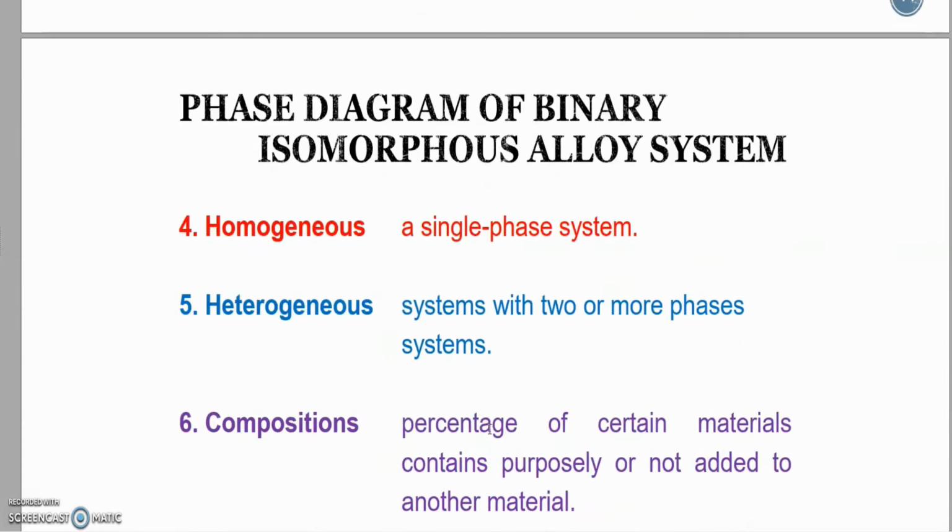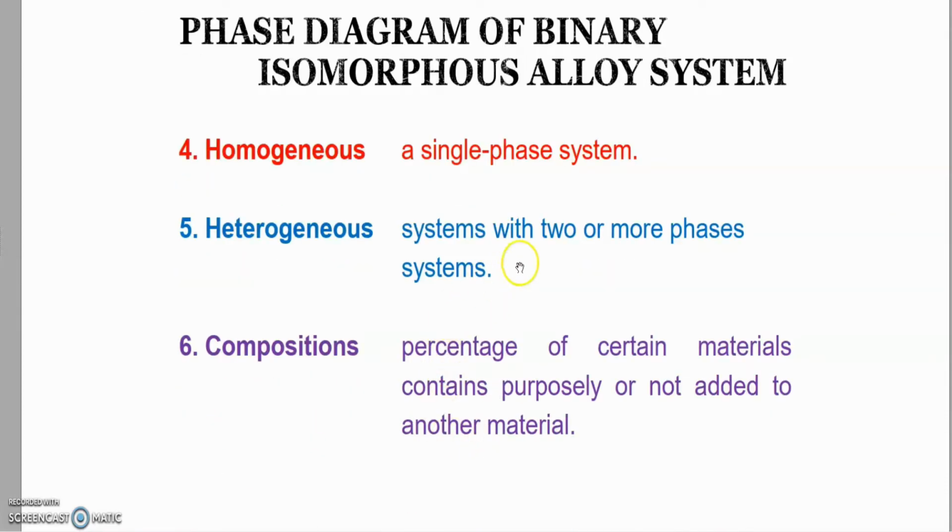Homogeneous is a single phase system. Satu sistem, satu fasa. It's homogeneous. Homo ni maksud satu lah. Heterogeneous is a system with two or more phases. Sistem yang mempunyai dua ataupun lebih fasa. That is heterogeneous. And composition is a percentage of certain materials contained, purposely or not, added to another material.